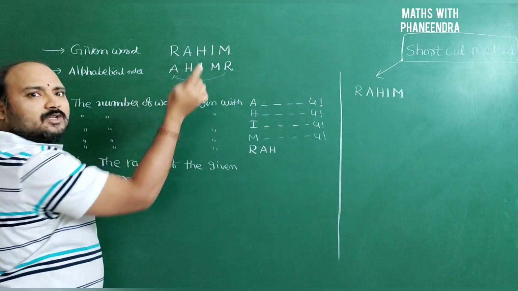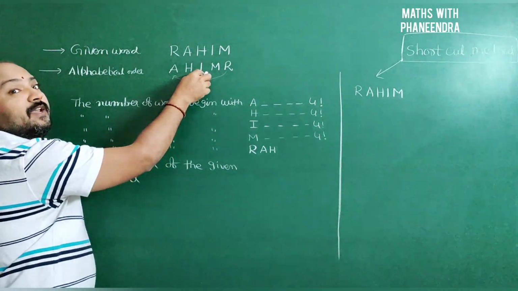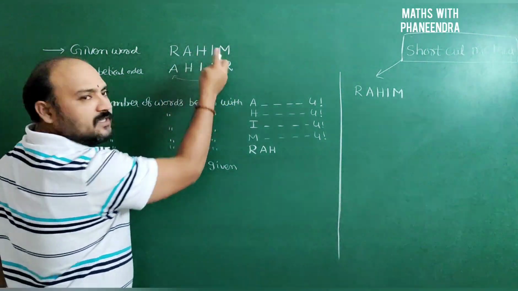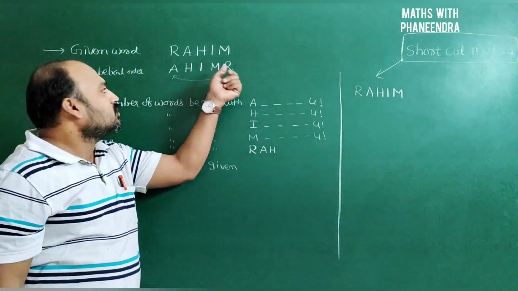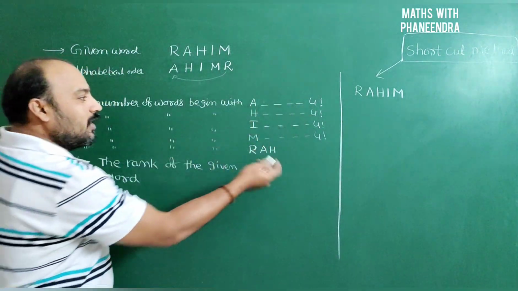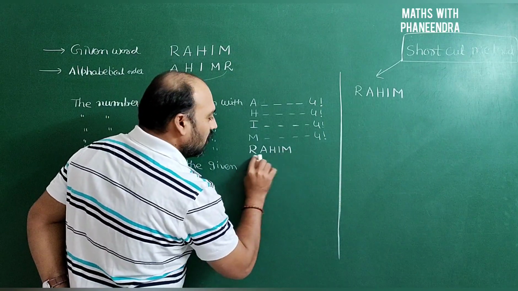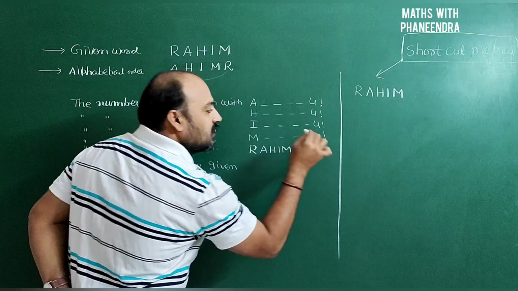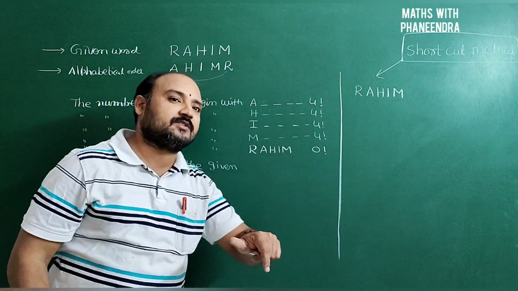RAH is also there in the given word. So the number of words which begin with RAHI. RAHI is also there. So what is the rest of the term? M. So RAHIM is the required word only, no? So the required word means directly you can write RAHIM. So all the letters will be filled. So there is no place here. So Rahim, we got it. It can be done in 0 factorial ways.